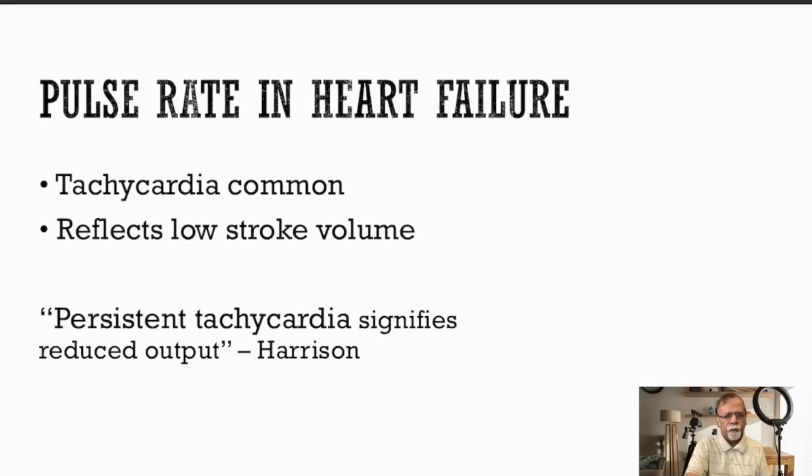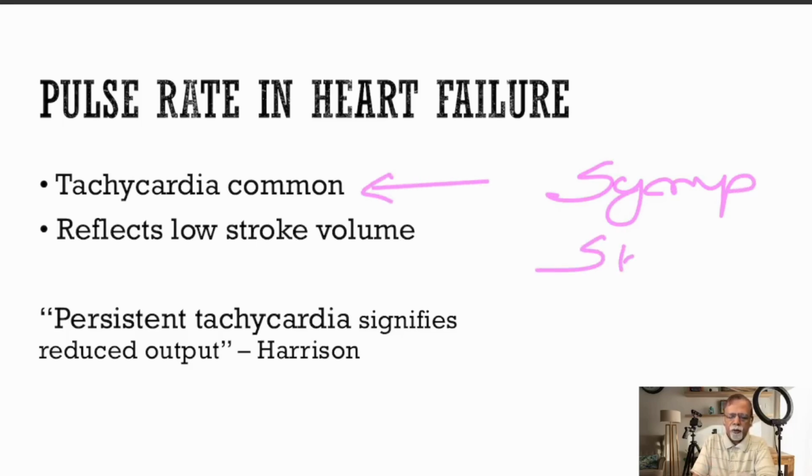Now we just go into some of the common abnormalities in the pulse. What will happen to the pulse in heart failure? When the heart fails, it is the sympathetic nervous system that comes to the support. So tachycardia, sinus tachycardia, is common in heart failure. This reflects a low stroke volume. When there is a low stroke volume, the sympathetic nervous system takes over. Persistent tachycardia signifies reduced cardiac output. Hope this point is clear to you.